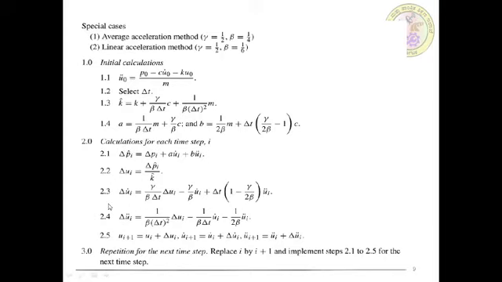2.1 to 2.5 is the calculation steps. So like that, the variations for the different steps of i, meaning the next step, are to be calculated. This is the way how this is done.